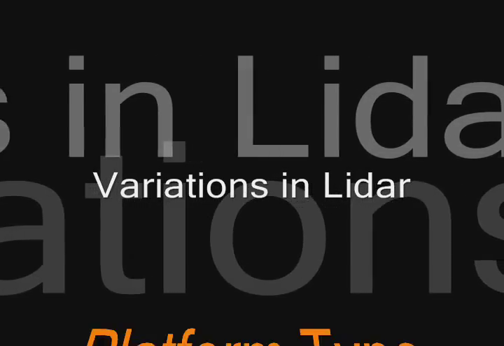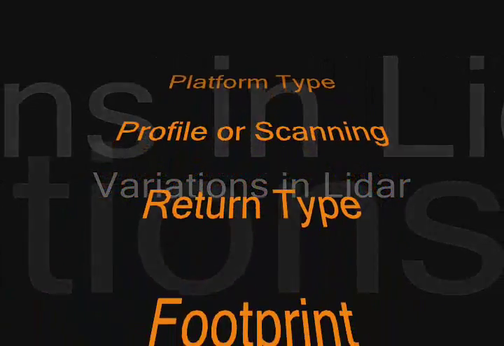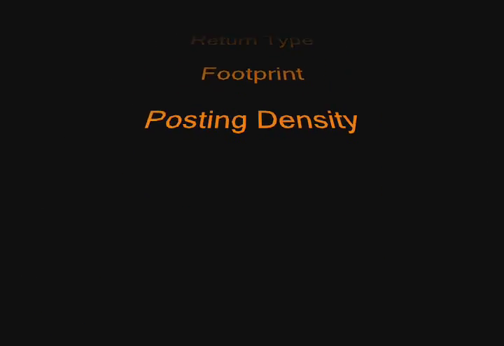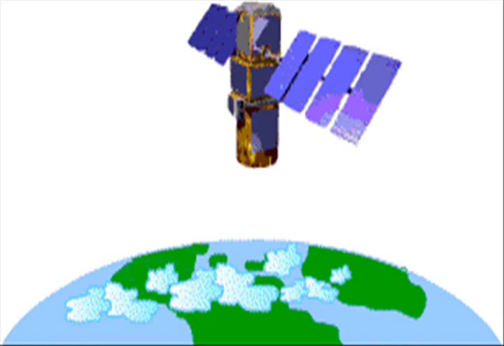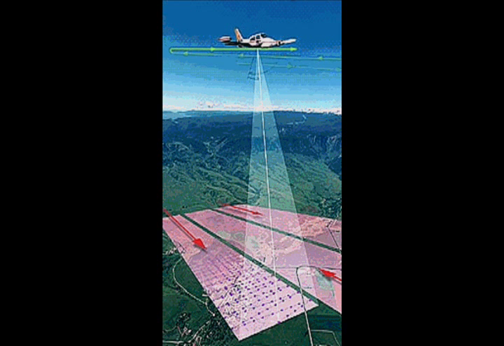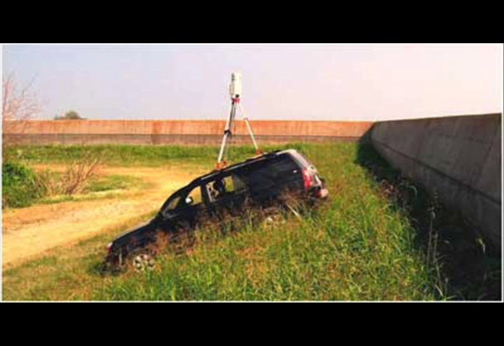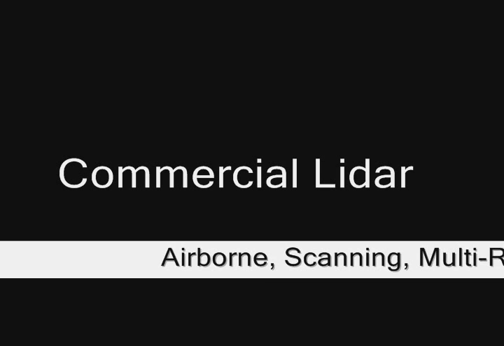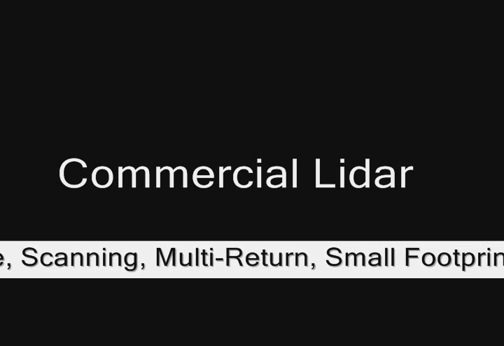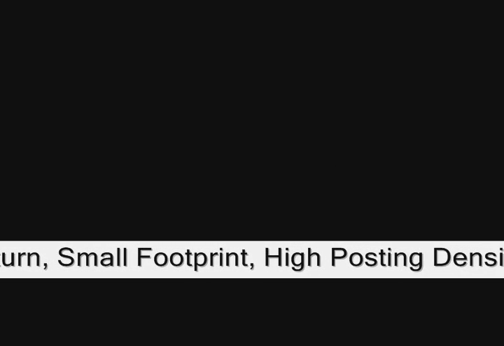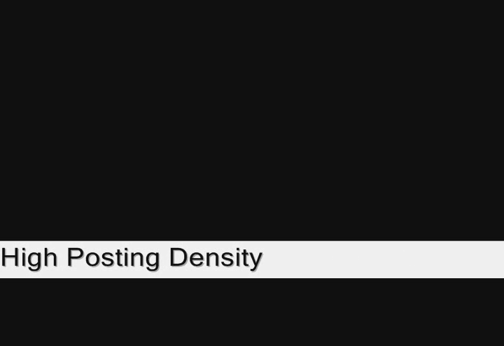There are many different varieties of Lidar for many different applications. For example, the Lidar platform may be space-based, an aircraft, or ground-based. Commercial Lidar is evolving constantly, but the most common systems are airborne, scanning, able to record multiple returns per pulse, and have relatively small footprints and high posting densities.